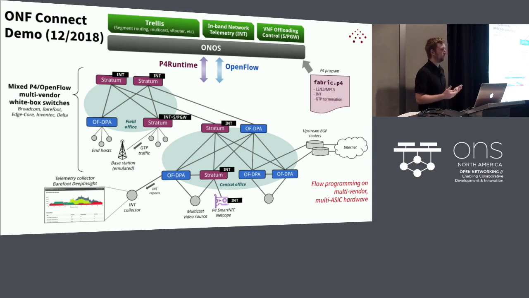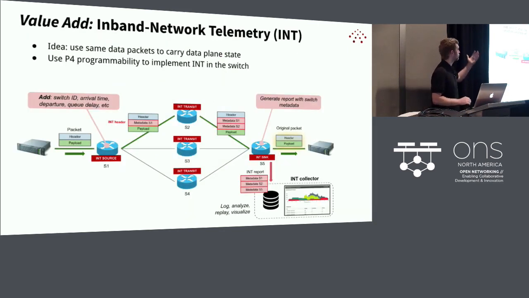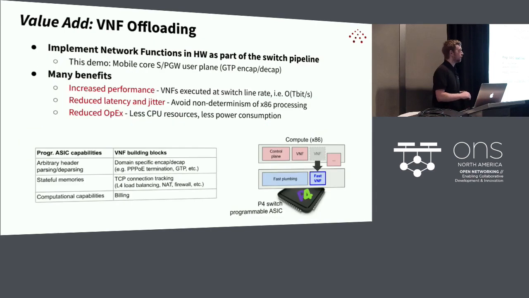We also showed that with P4 and programmable devices, you can start to add value. We showed you could add INT, which basically enables you to carry data plane state throughout the packets and pull that off and parse it to get really fine-grained telemetry as to what's happening to your data plane packets. And we also showed VNF offloading, a way to take the data plane intensive pieces of VNFs and push them down to a programmable ASIC. This increases performance, reduces power, reduces latency and jitter, and overall this is going to give you better OpEx and better resource utilization.